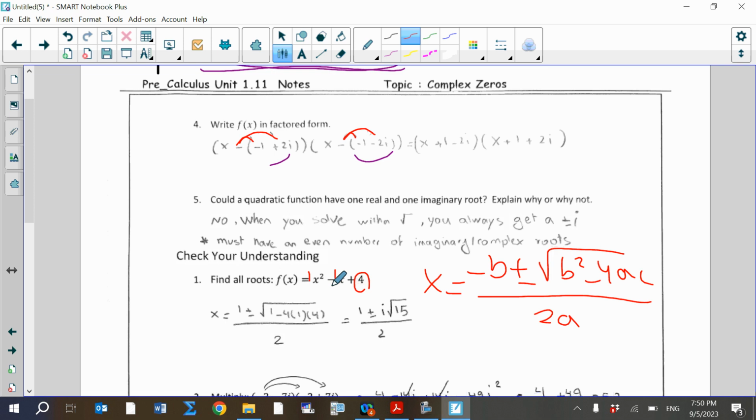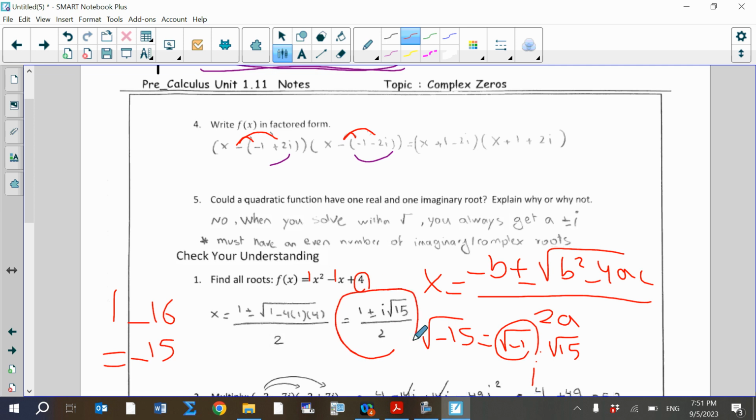Negative b will be, because b is -1, negative of -1 will be +1, plus and minus the square root of b squared, that's -1 to the power of 2 is equal to 1, and -4 times a, which is 1, times c, which is 4. Now, 4 times 1 times 4 is 16, so negative 16 plus 1 will make negative 15. So on the radical, we have the square root of negative 15. And again, we're going to separate that as square root of negative 1 times the square root of 15. This is i. So we're going to write 1 plus and minus i square root of 15, divided by 2.